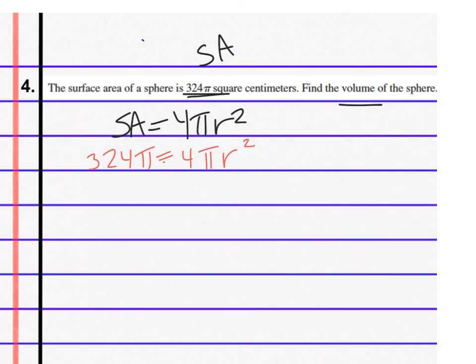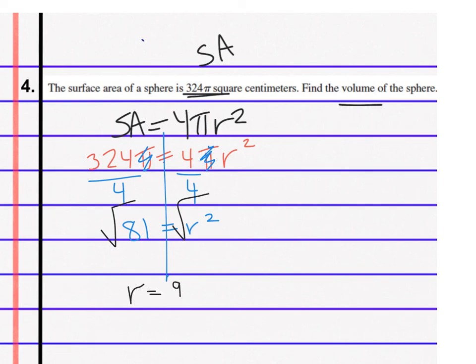So first, let's get rid of a pi. Divide by pi, divide by pi. Those both cancel. Next, let's divide out the 4. 324 divided by 4 is 81. To get r, my radius, I take the square root. My radius is 9. What a beautiful number.